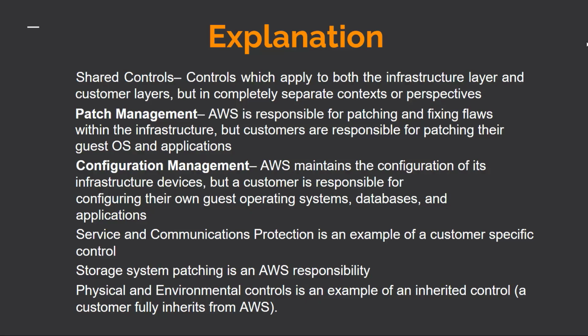Explain. Shared controls apply to both the infrastructure layer and customer layers, but in completely separate contexts or perspectives. Patch management. AWS is responsible for patching and fixing flaws within the infrastructure, but customers are responsible for patching their guest OS and applications. Configuration management. AWS maintains the configuration of its infrastructure devices, but a customer is responsible for configuring their own guest operating systems, databases, and applications. Service and communications protection is an example of a customer-specific control.